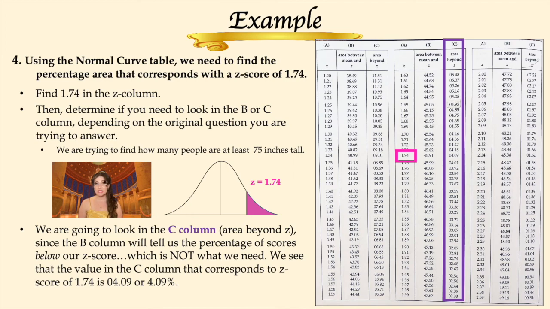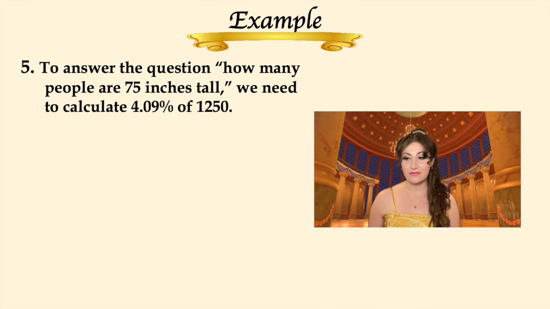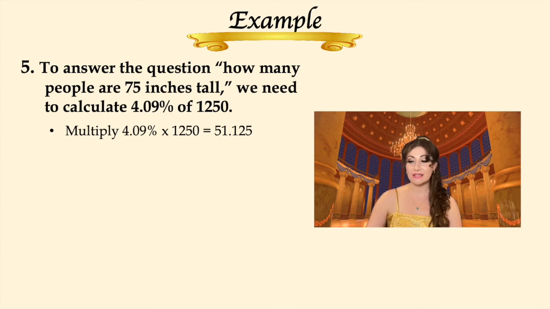So the area that is shaded in our normal distribution right now, shaded in pink, represents 4.09 percent of our distribution. So 4.09% of our data set is taller than 75 inches. However, the question was, how many people are 75 inches tall? The question was not what percent, the question was how many. So ultimately what we need to do is calculate 4.09% of 1250.